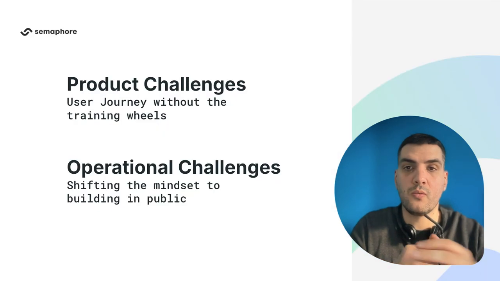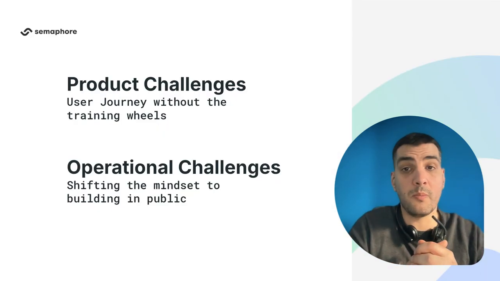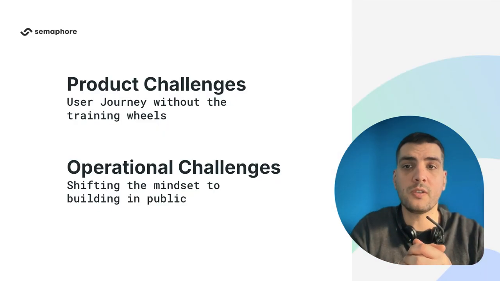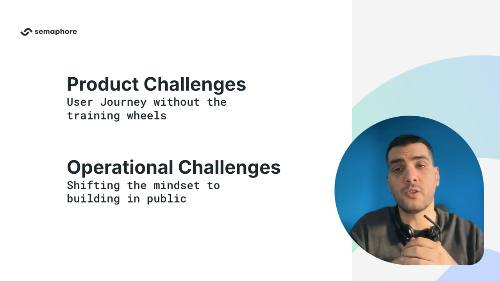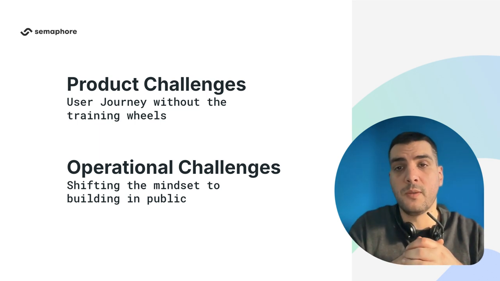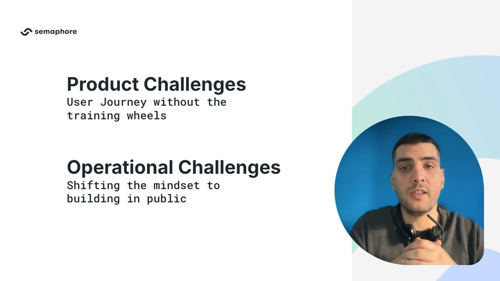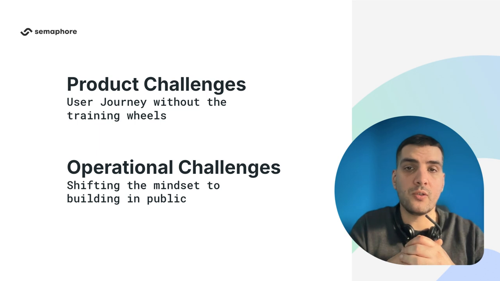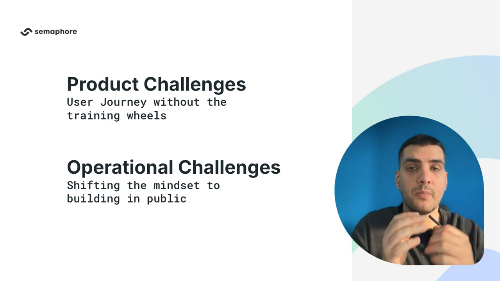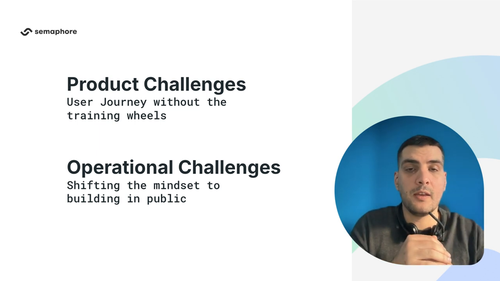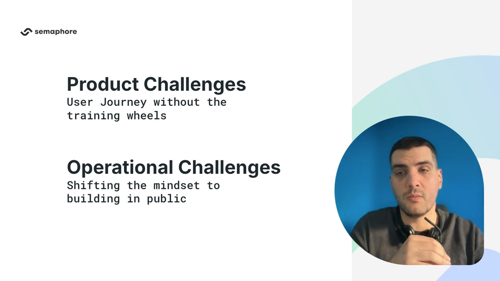So, we're going to break this talk into two main parts. First, we are going to talk a bit about product challenges, well, some of them at least, and what we learned about the key differences between our cloud and community edition. And we're also going to touch a bit upon operational challenges and how we're trying to shift to this building in public approach and what we're doing to get the developers and end users directly involved in shaping the product.